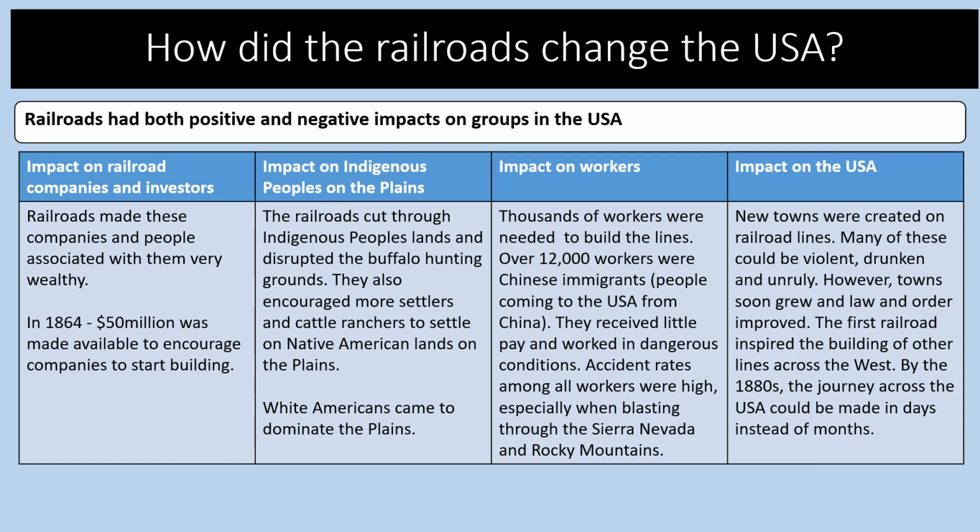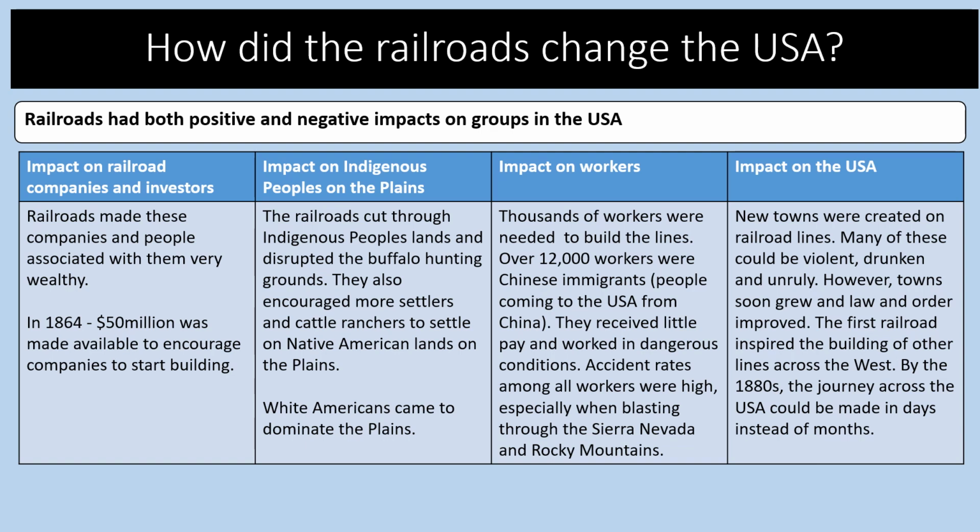And then in terms of the USA, new towns were created on the railroad lines. We're going to refer to those as the cow towns. Many of these could be violent, drunken and unruly. Towns soon grew and law and order did improve with the introduction of people like sheriffs, for example. The first railroad inspired the building of other lines across the West, and by the 1880s, the journey across the USA could be made in days instead of months.